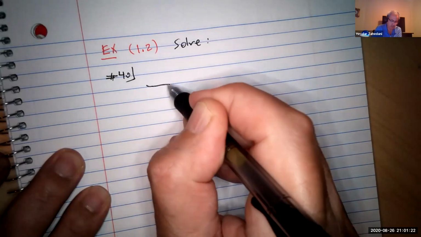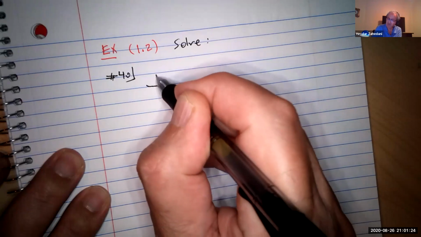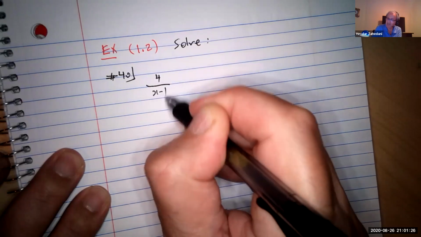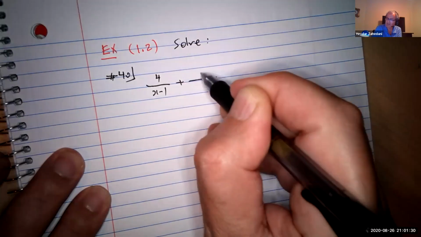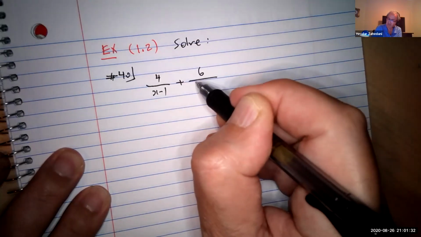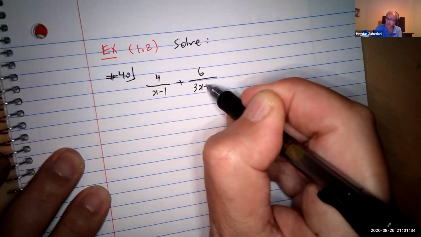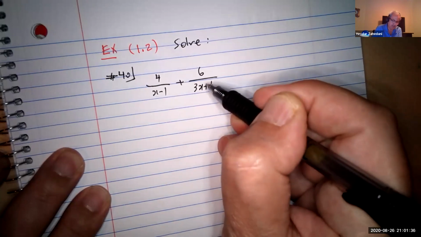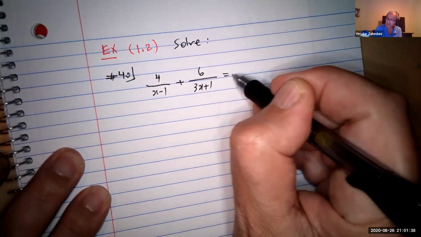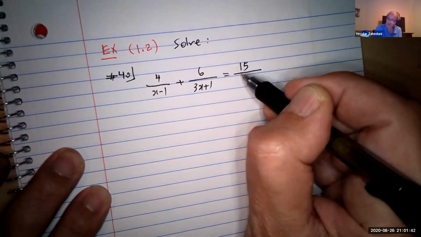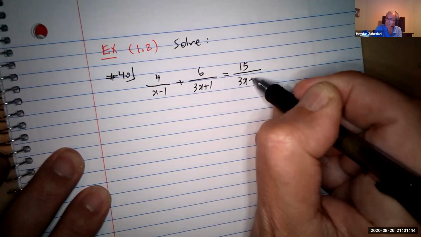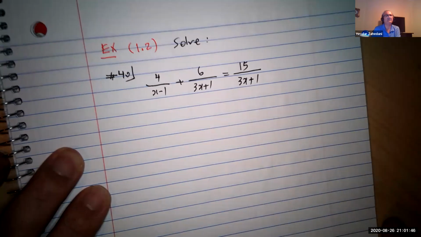This equation is going to be 4 over x minus 1, plus 6 over 3x plus 1, and this is going to be equal to 15 over 3x plus 1. So you want to solve this equation.